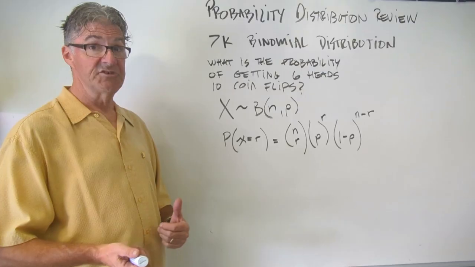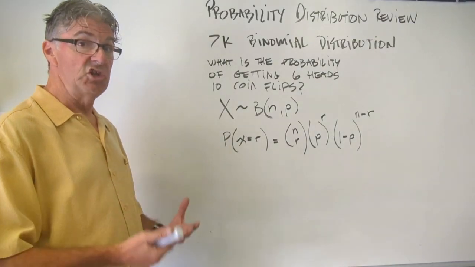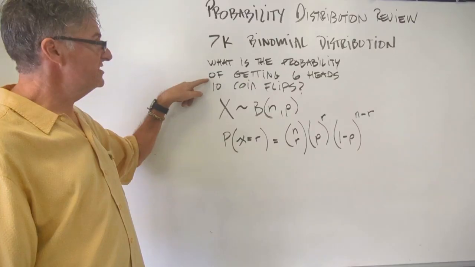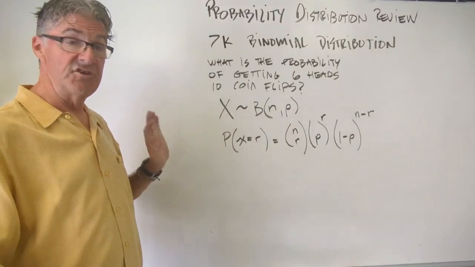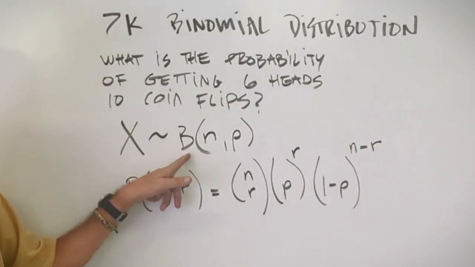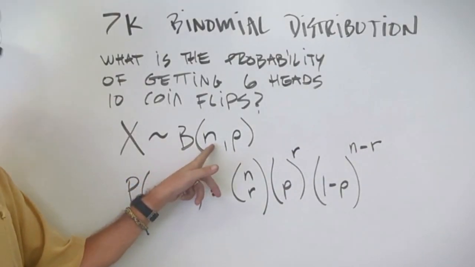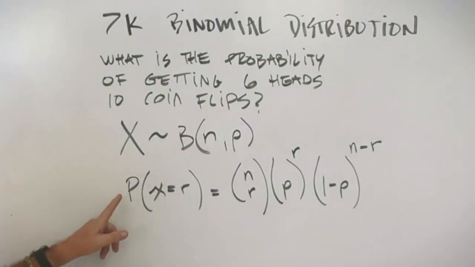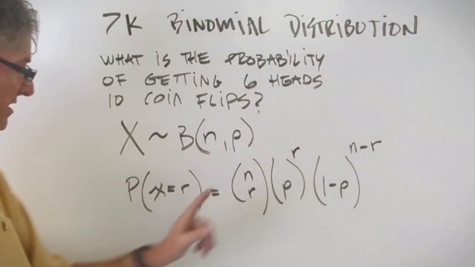Now that we've got the combinatorics out of the way, let's take a look at the overall calculation. Here's our prompt. What is the probability of getting 6 heads in 10 coin flips? Here's the notation. Random variable x is a part of a binomial distribution. Number n is the number of trials. p is the probability of success. So here's our notation for that, and here's our formula. Check this out.